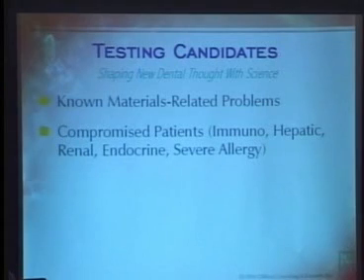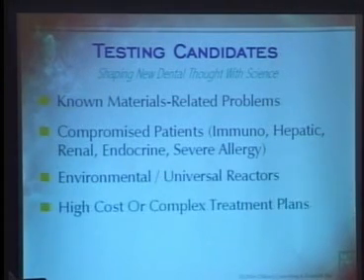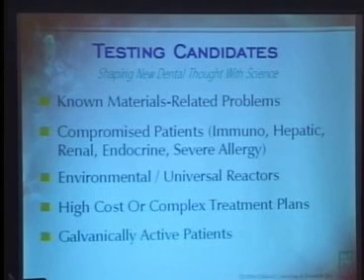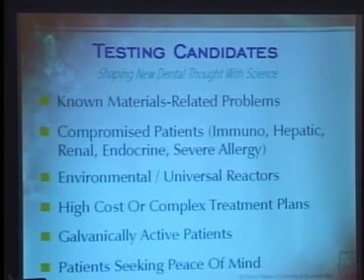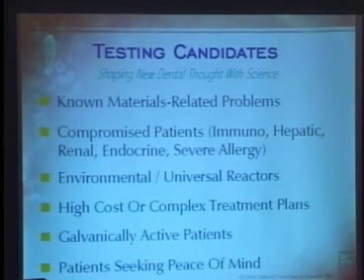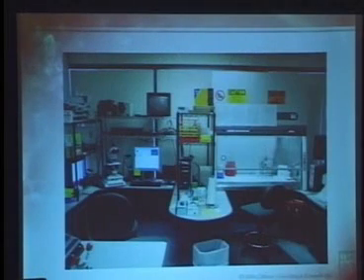Known materials-related problems is a reason to test, compromised patients, environmental or universal reactors, high-cost or complex treatment plans. You're going to do a $35,000 whole mouth makeover, and you don't want to eat it if it goes sour. This is a patient you probably want to screen. And galvanically active patients, folks, it's going to be an issue. And sometimes you have just a worrywart patient that might like to have screening for peace of mind.